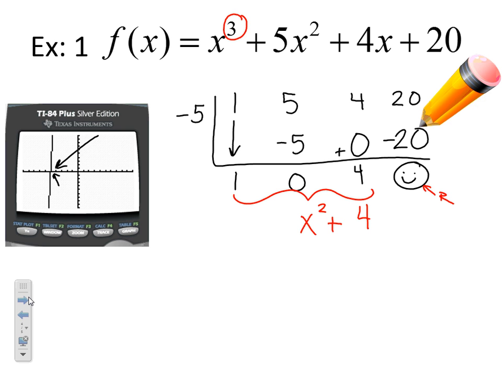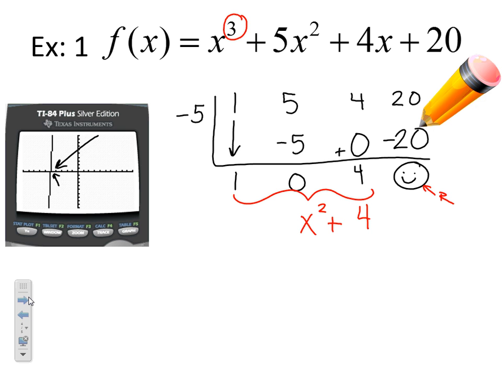So can I factor that? No, if that was a -4, I could. But the fact that it's x squared plus 4, it's not a difference of perfect squares, so I can't factor it. So how do I find those solutions that I can't see on the graph here or can't figure out?